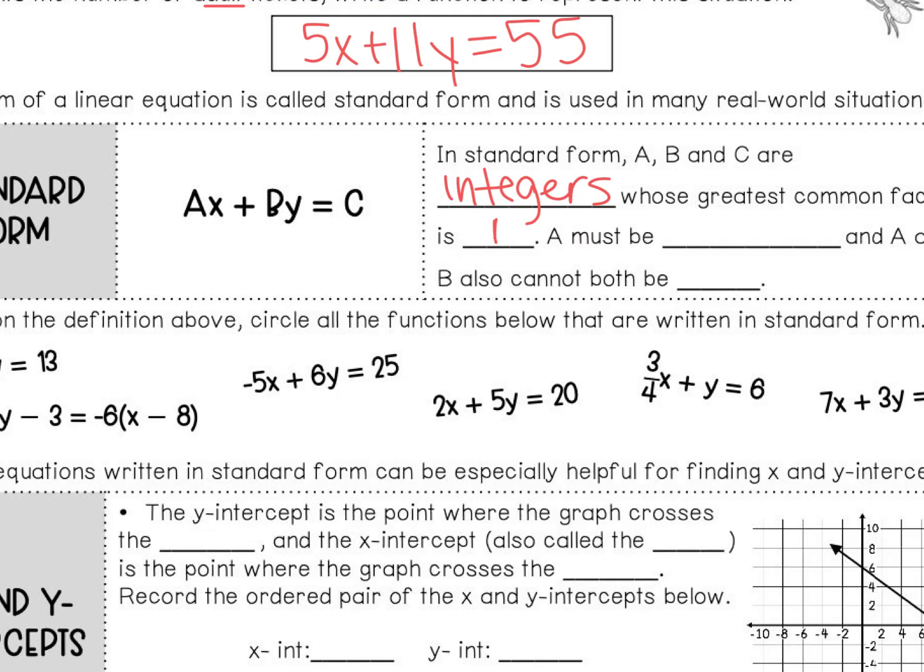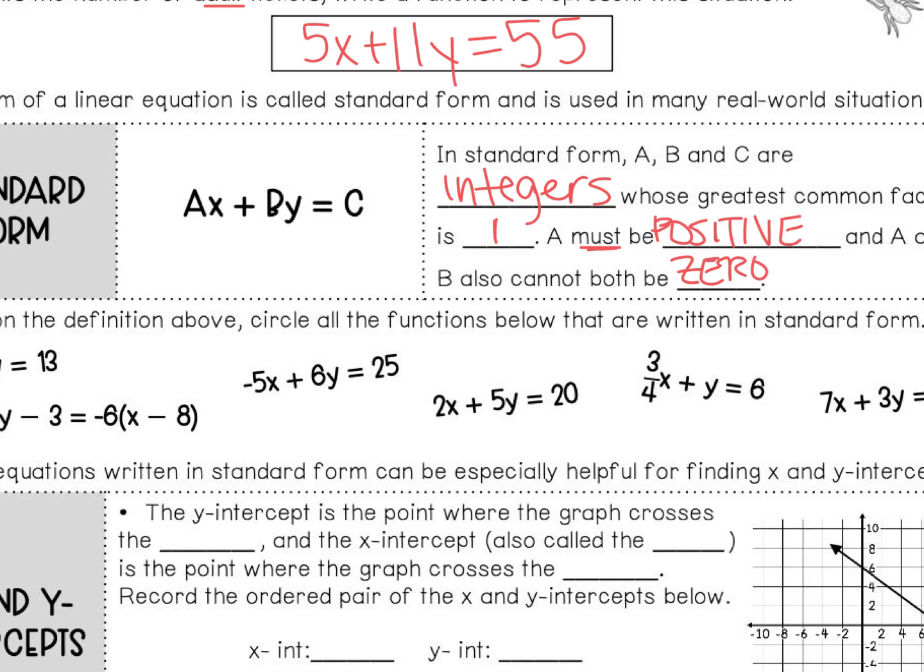A must forever until the end of time be positive. Okay, I can't honestly tell you the reason why. I just know that it is. A and B cannot both be 0. You can have one of them be 0, but not both.